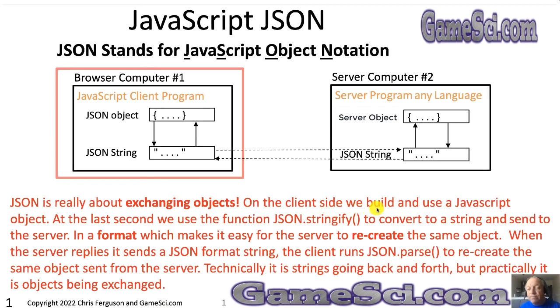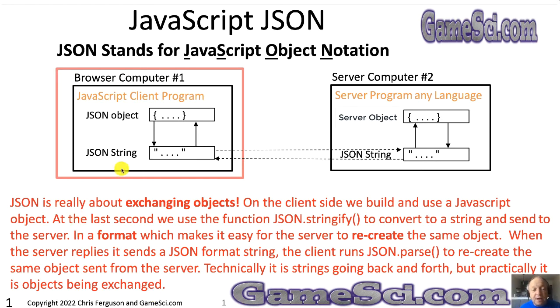On the client side, we build and use a JavaScript object. At the last second, we use the function JSON.stringify to convert it to a string and send the string to the server. It's in a format which makes it easy for the server to recreate the same object. When the server replies, it sends a JSON format string. The client runs JSON.parse to recreate the same object sent from the server. Technically, it's strings going back and forth, but practically, it's objects being exchanged.